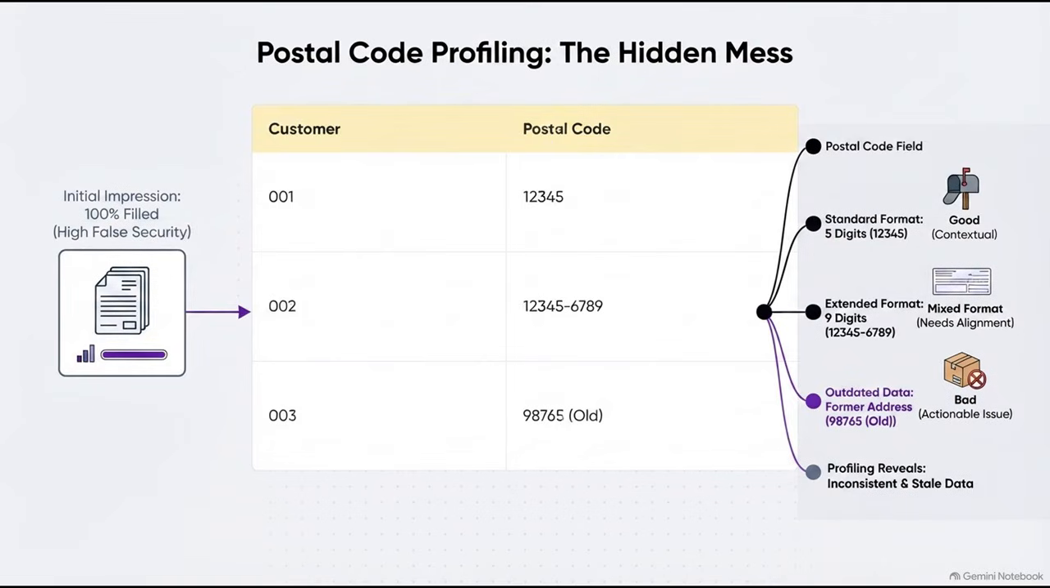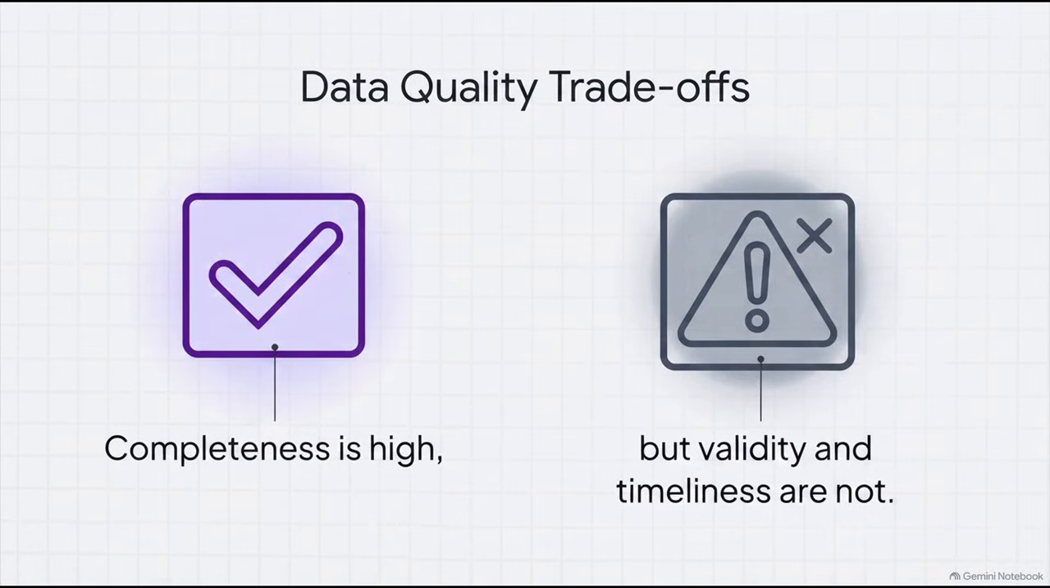One entry uses a standard 5 digits, another uses a 9-digit format, and several others actually belong to previous, entirely outdated addresses for those customers. So just glancing at that raw row count, it gave us a totally false sense of security. The absolutely crucial point here is that while the completeness of this dataset is super high, like there are 0 blanks, its validity and timeliness are definitely not.